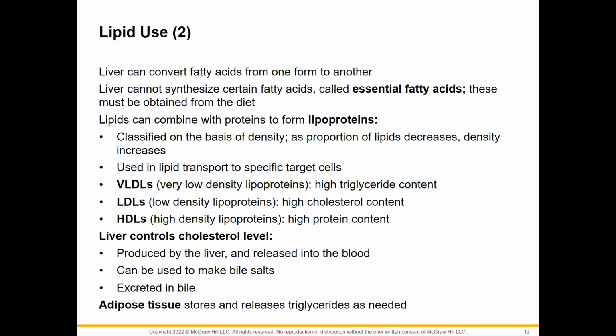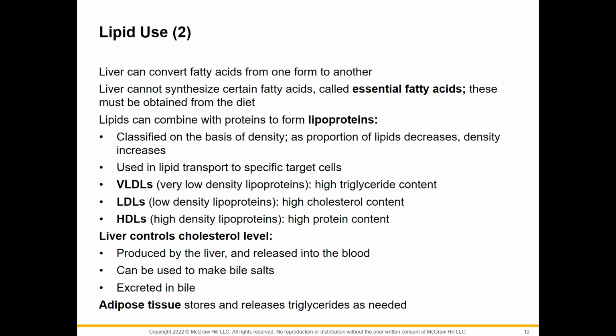18, where we are discussing nutrition and metabolism. This is video 2. So last video, we actually ended up on this slide, but I want to do a quick recap on some of the things on this slide.